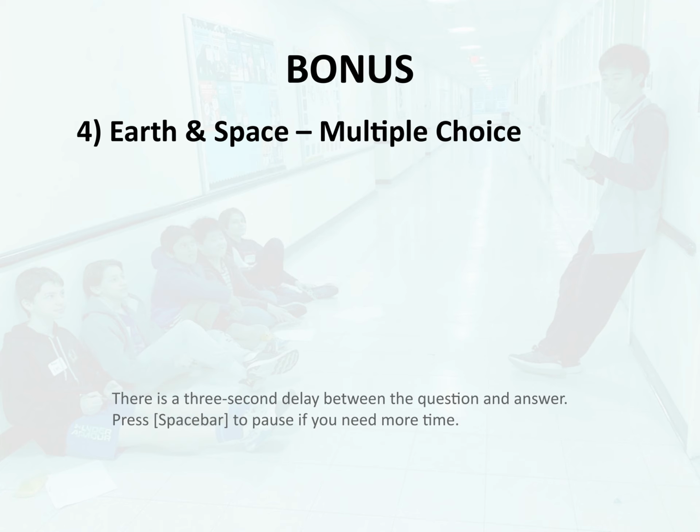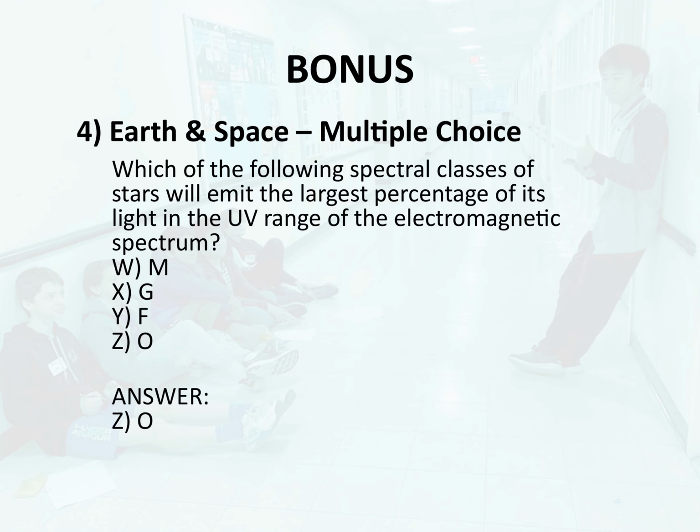Bonus 4. Earth and space, multiple choice. Which of the following spectral classes of stars will emit the largest percentage of its light in the UV range of the electromagnetic spectrum? W. M. X. G. Y. F. Z. O. Answer. Z. O.